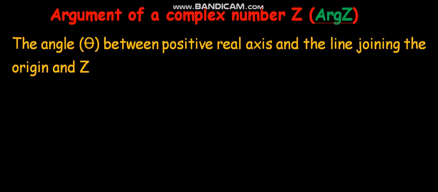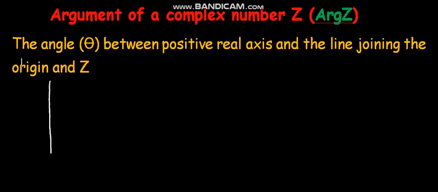In today's video, we are going to look at the argument of a complex number z. By definition, argument is the angle theta between the positive real axis and the line joining the origin and z.